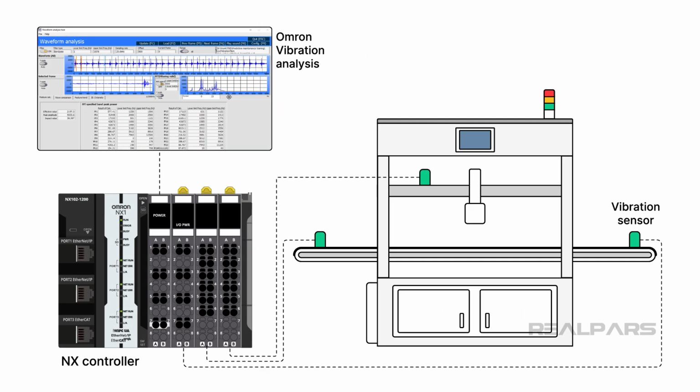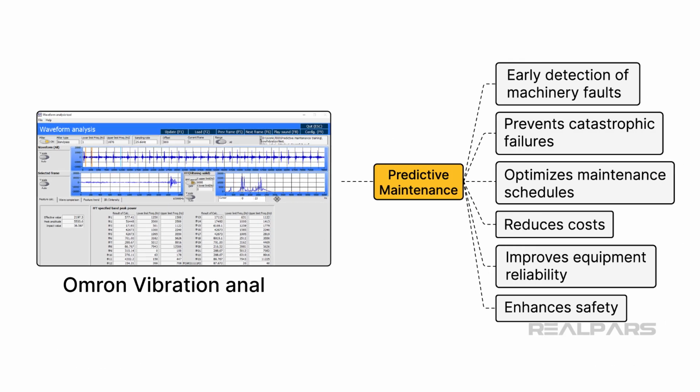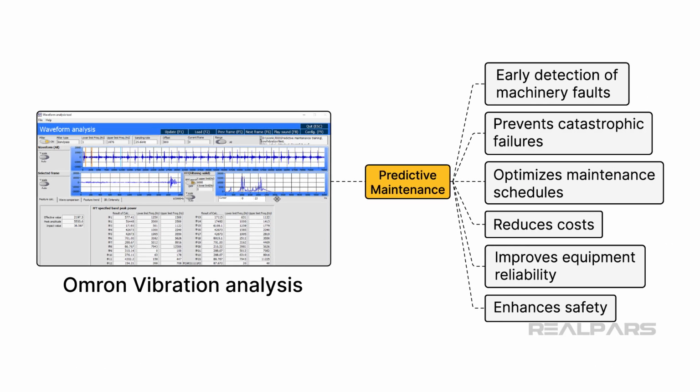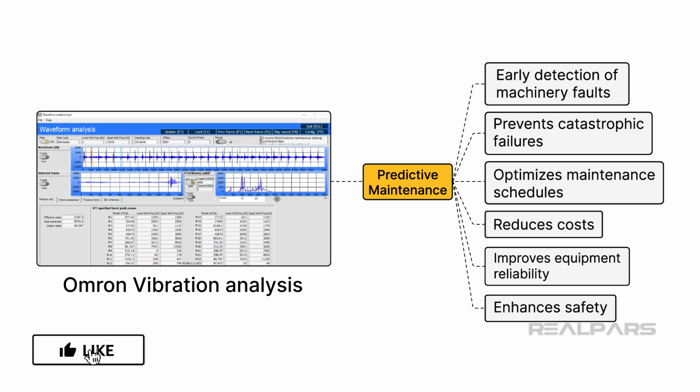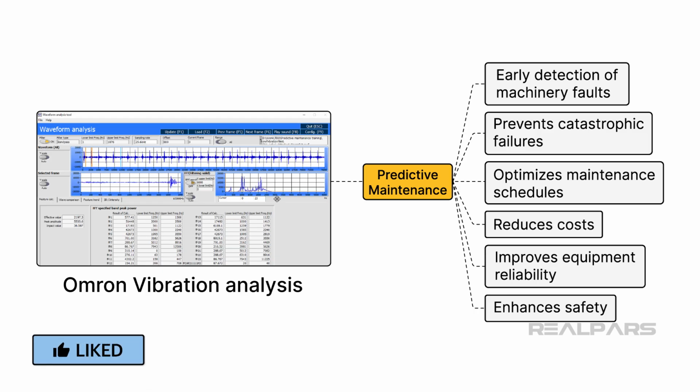Analyzing equipment vibration detected by sensors is the cornerstone of the Omron vibration analysis process as part of the predictive maintenance solution. In a nutshell, vibration analysis is essential for predictive maintenance as it enables early detection of machinery faults, prevents catastrophic failures, optimizes maintenance schedules, reduces costs, improves equipment reliability, and enhances safety in industrial settings.